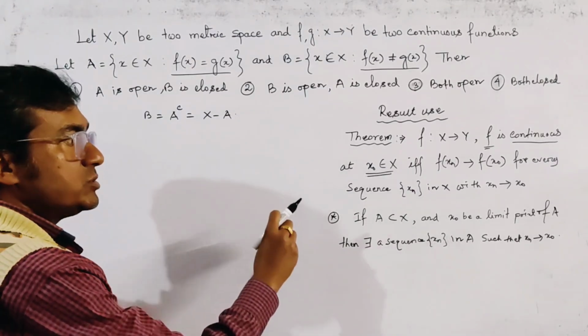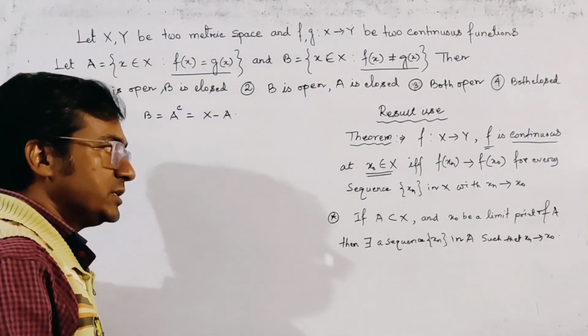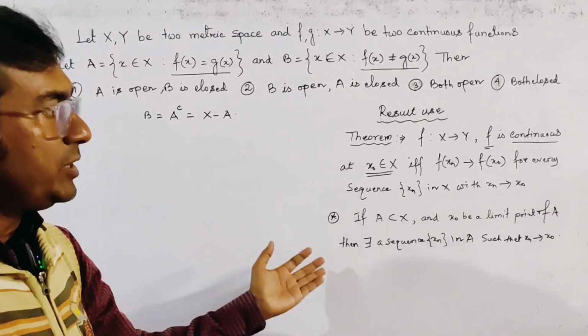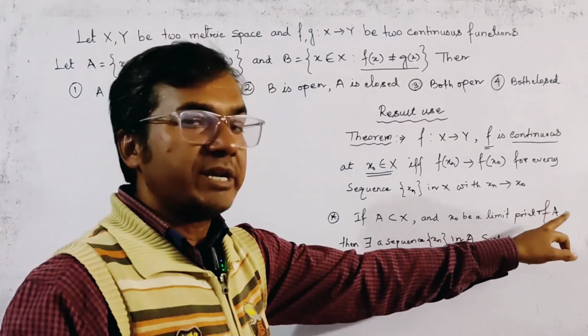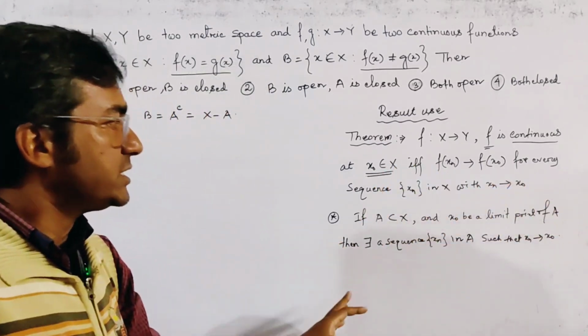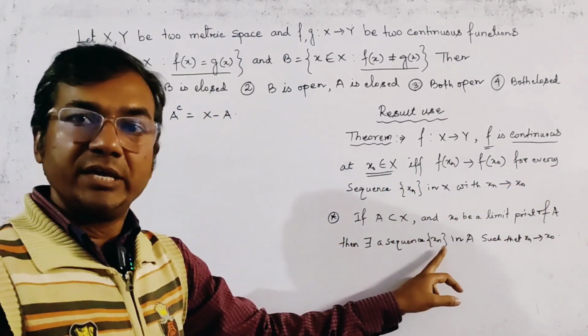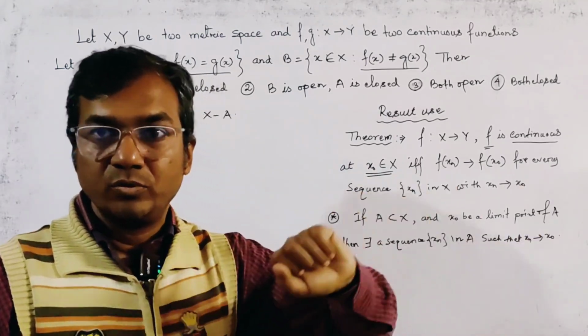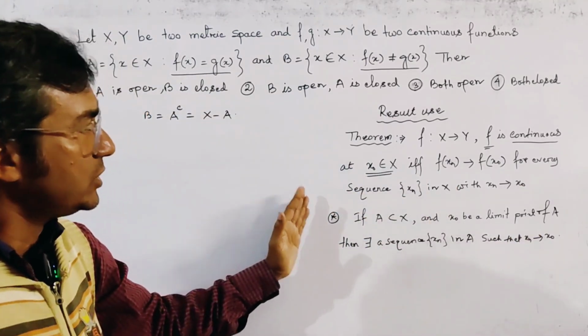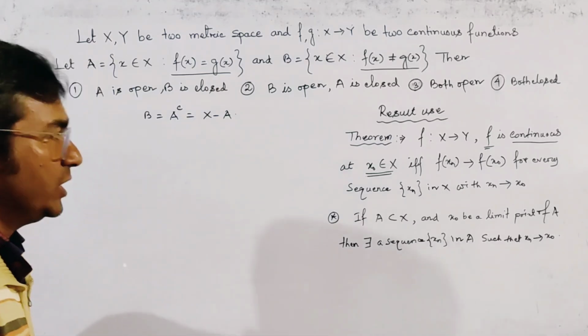And we also use another important result of metric space, a very simple and easy one. We know that if x0 is a limit point of a set A, then there must exist a sequence xn in A such that xn tends to x0. This is the second result we use to solve this problem.